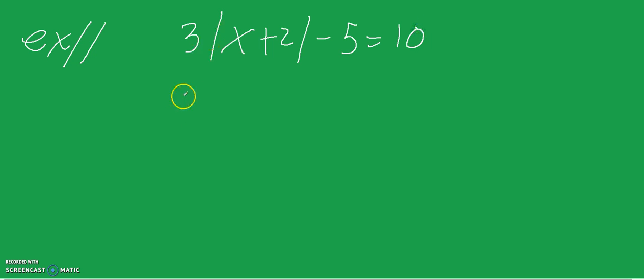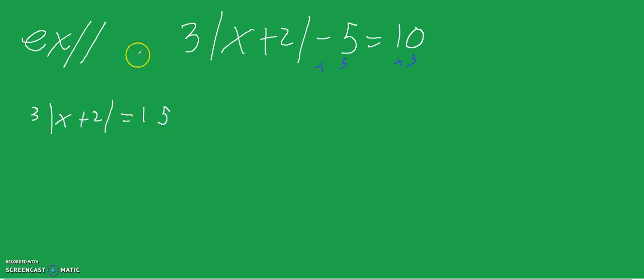Okay, so now we can see that my absolute value is not isolated anymore, right? I've got a bunch of extra stuff on this side of the equation. I've got a 3 out here and I've got a minus 5. I need to use algebra to get this absolute value by itself. So the first thing I'm going to do is add 5 to both sides. I'm going to do that on this next line. That's going to give me 3 times the absolute value of x plus 2 equals 15.